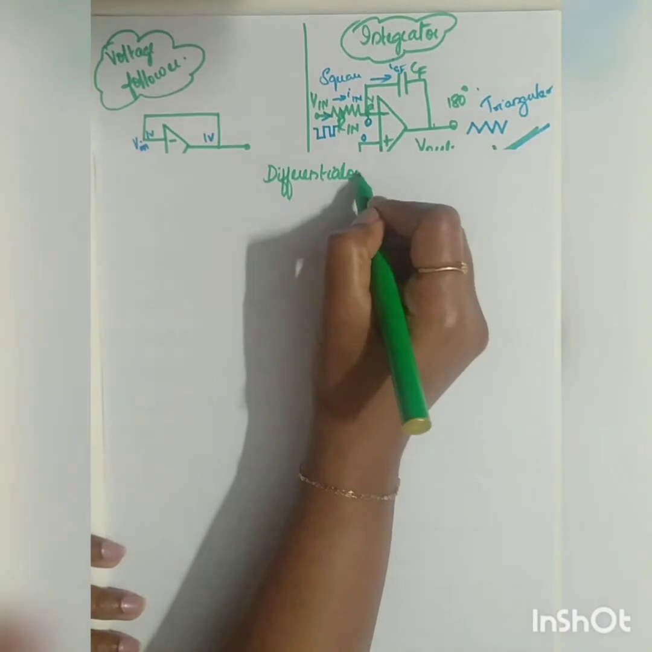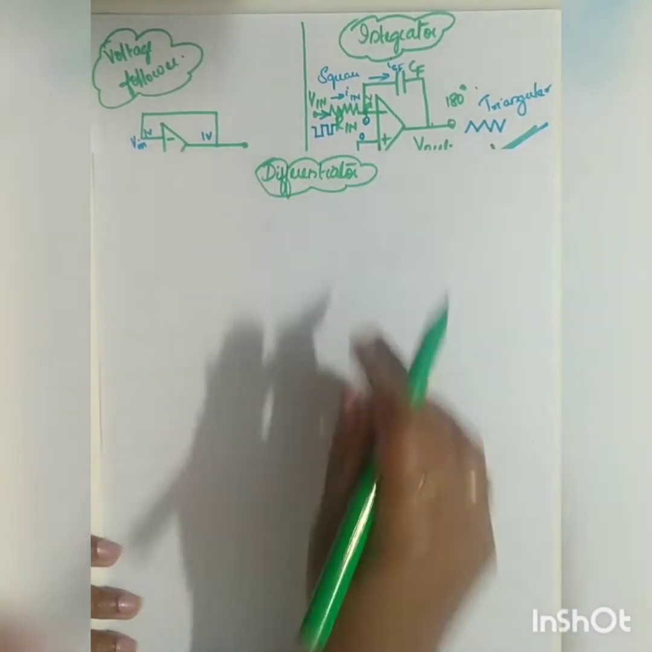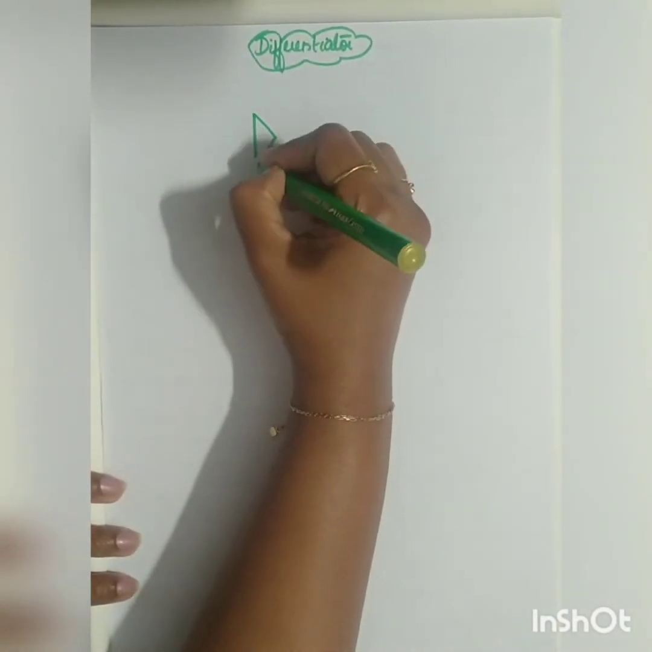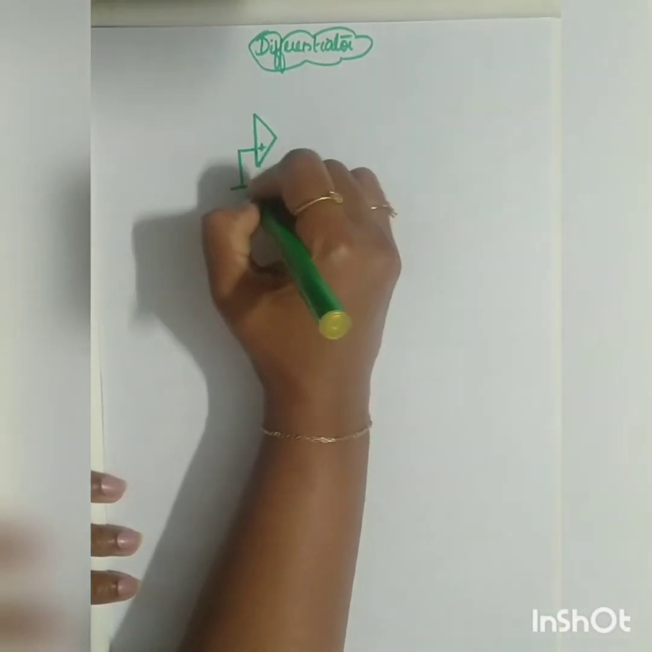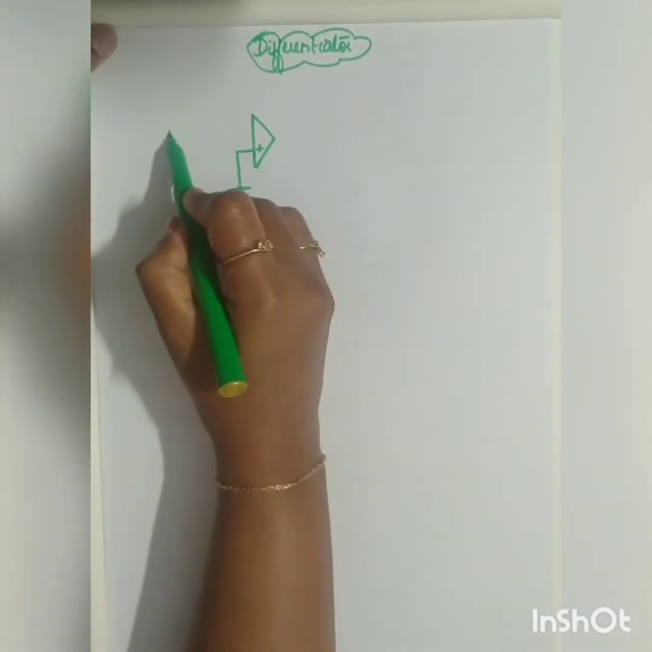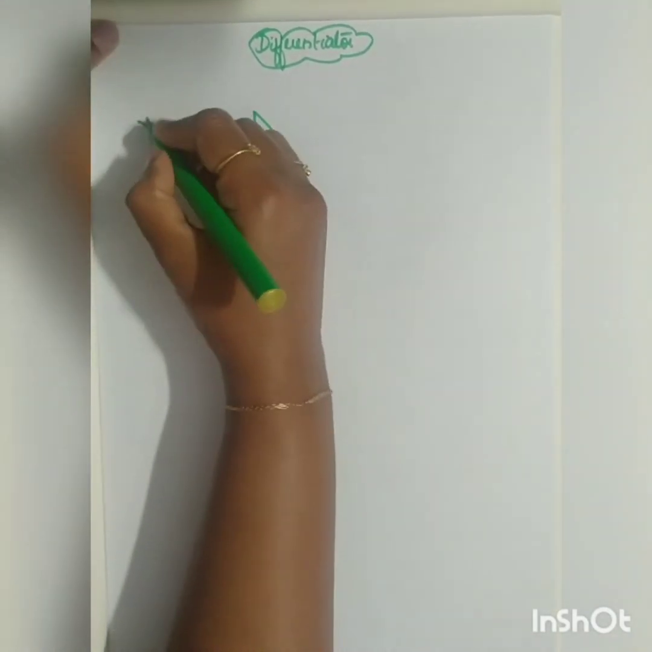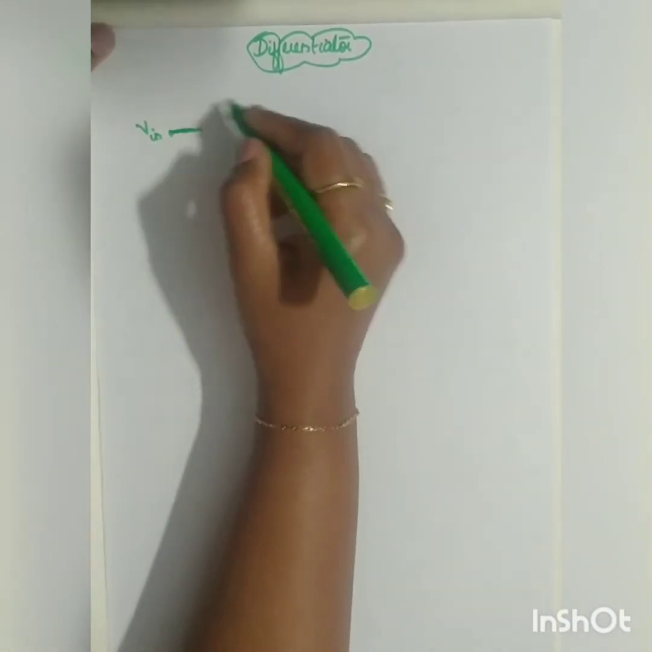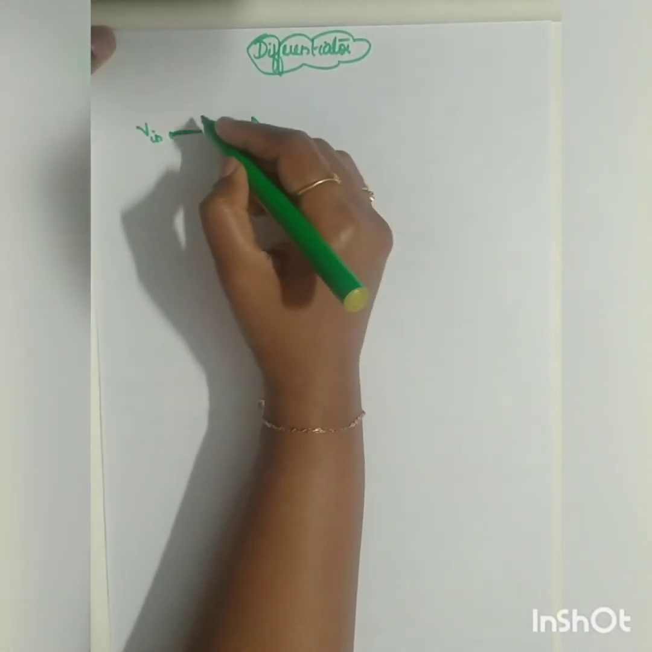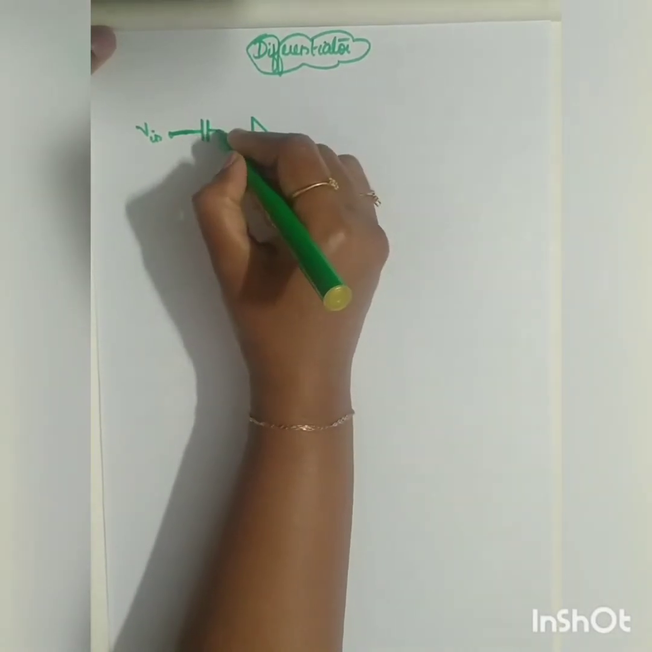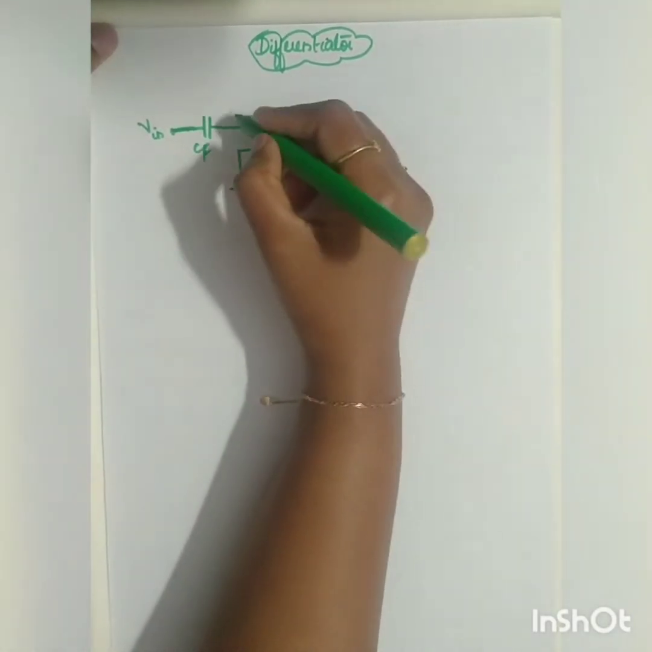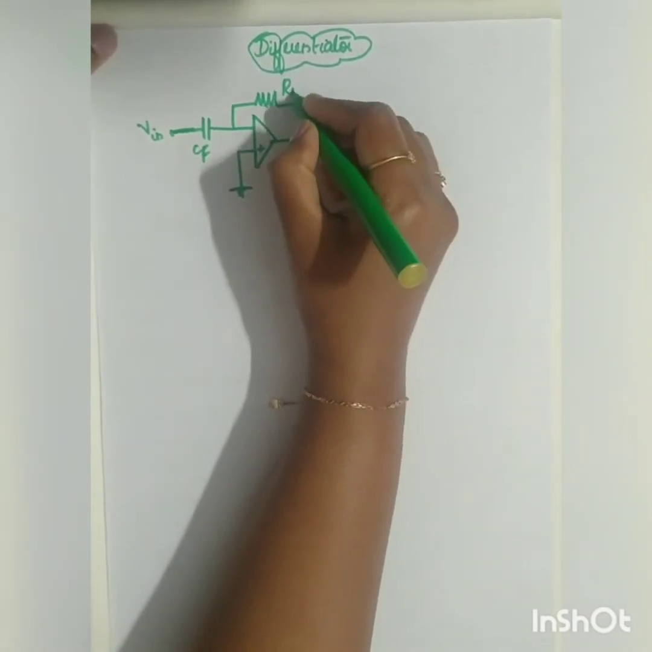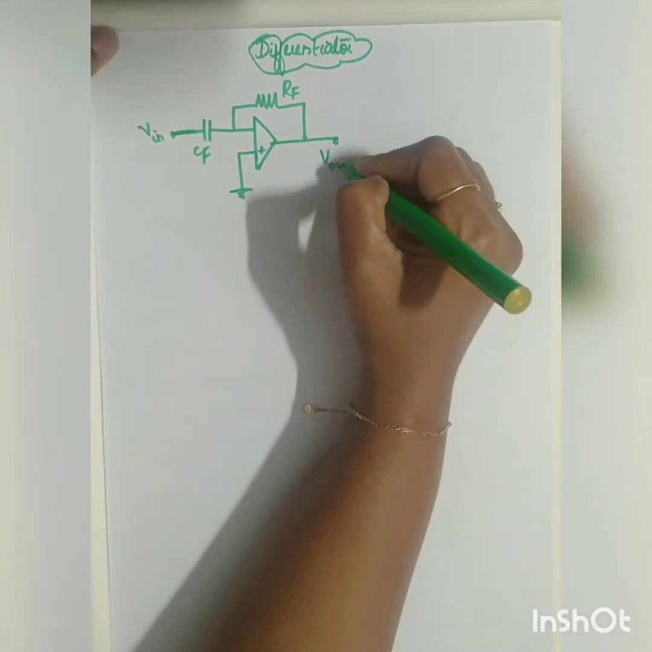Differentiator. The opposite of your integrator is going to be your differentiator. Let me draw the diagram once again. Here your non-inverting terminal is grounded. Vin is applied across your inverting terminal. Now what is happening here? Opposite to that of your integrator means you are changing the position of your capacitor and your resistor. So here the input will be given through a capacitor, and in the feedback you will have your resistor RF. This will be equal to your V out.